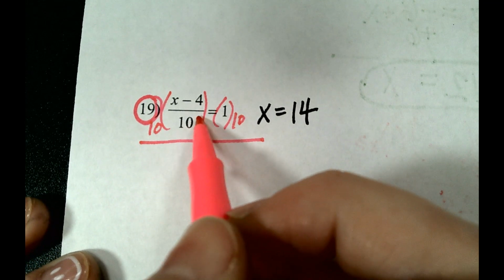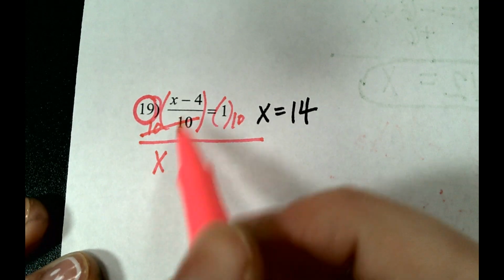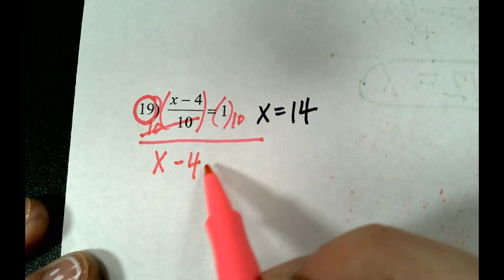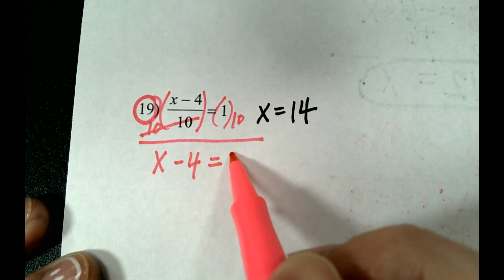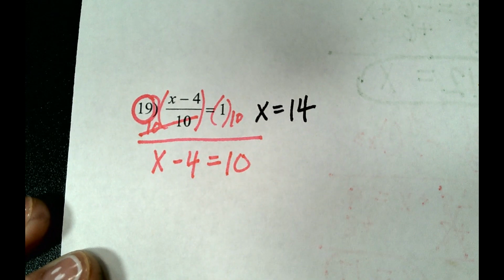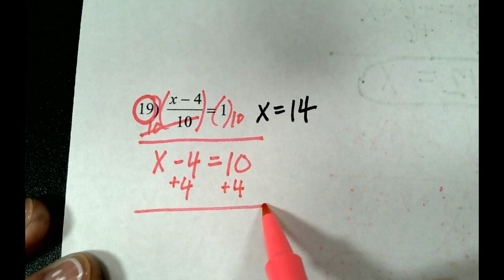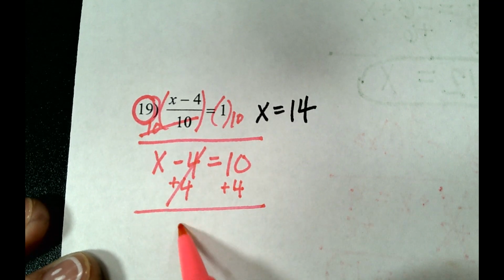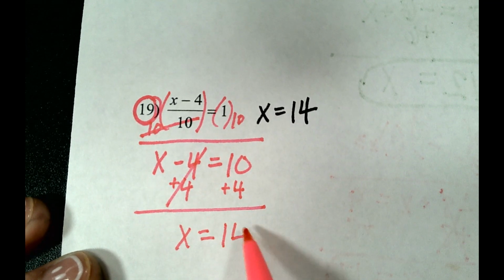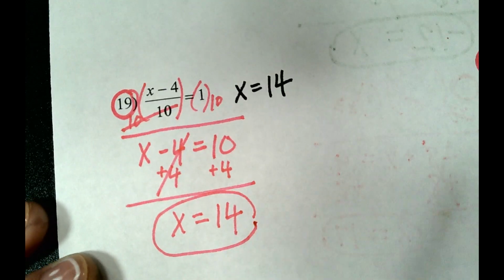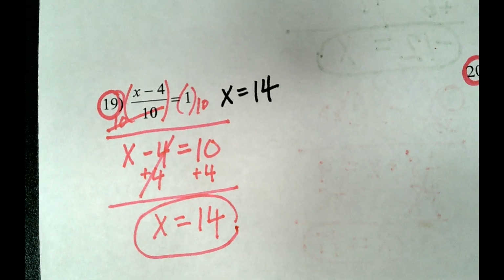And the 10s cancel. I got x minus 4 equals 10. Yep, you add 4, then you add 4. Yes. Of course, they cancel. x equals 14. Good, awesome. Okay, we got that.